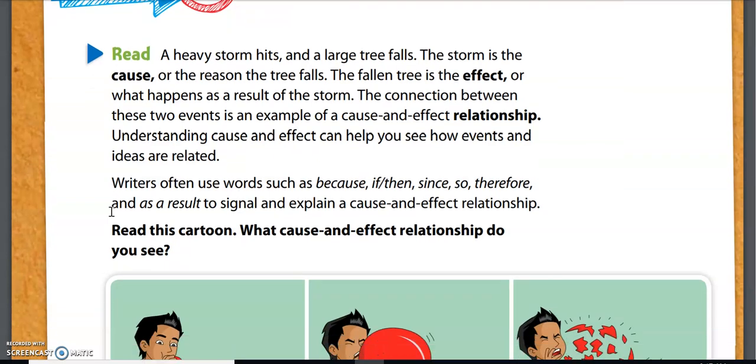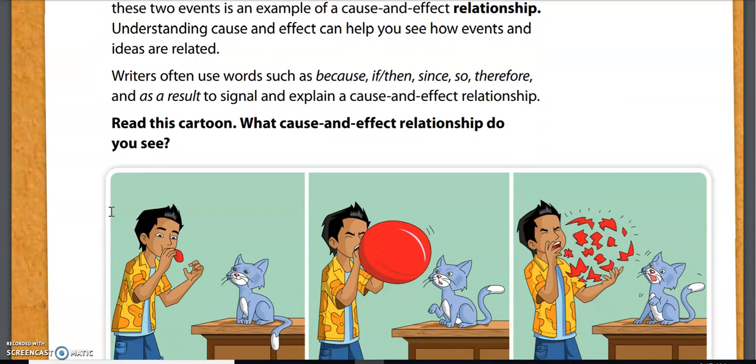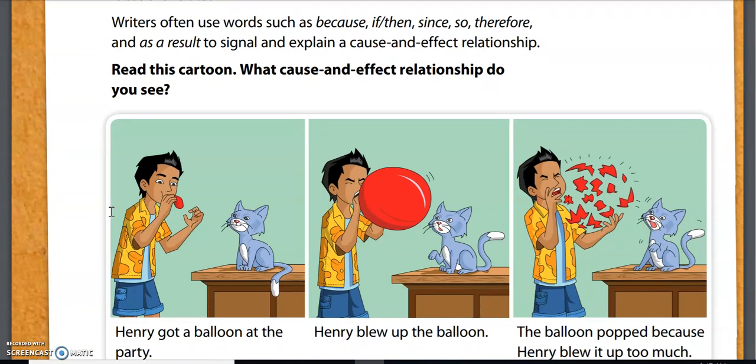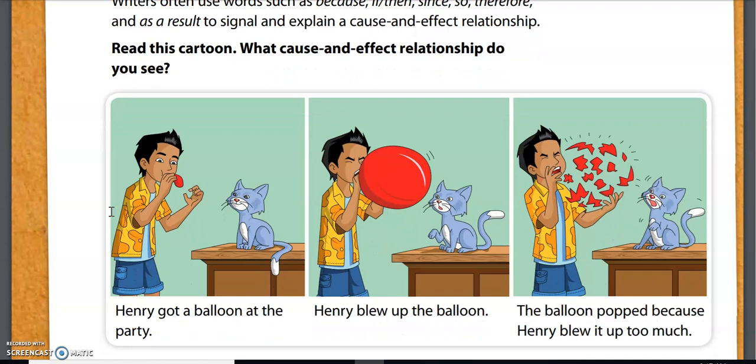Now, think to yourself, and we just read this cartoon. What cause and effect relationship do you see? I'll give you about 30 seconds to read through the cartoon and figure out what is the cause and effect relationship.